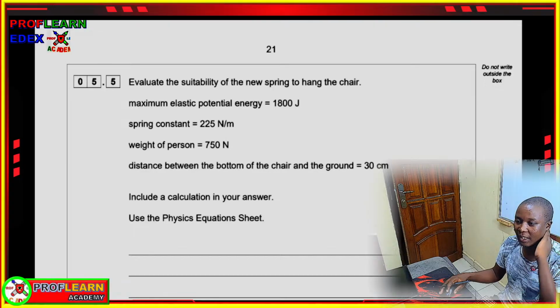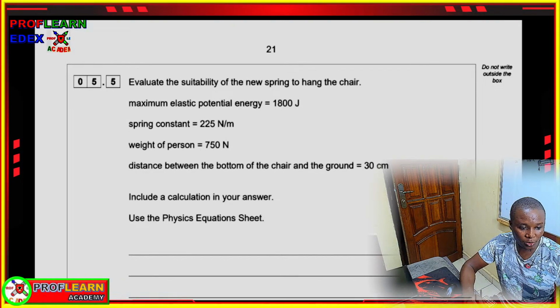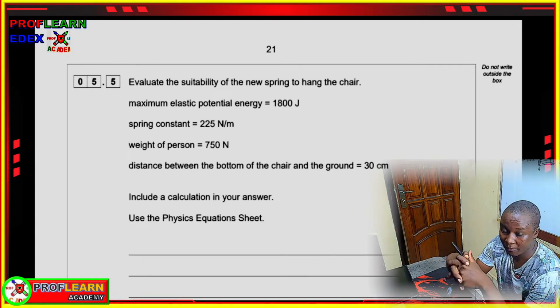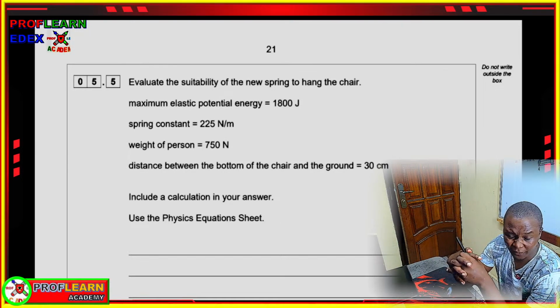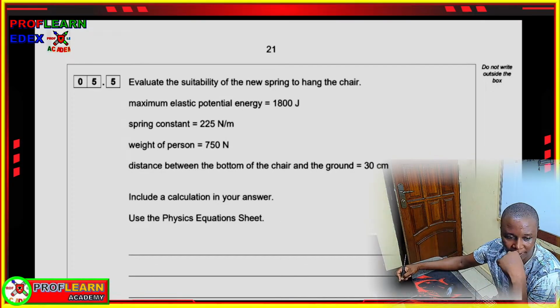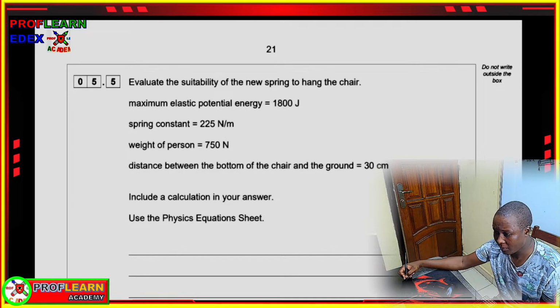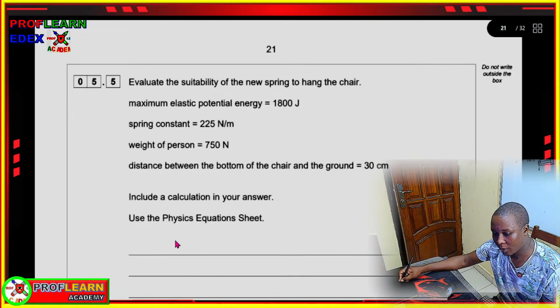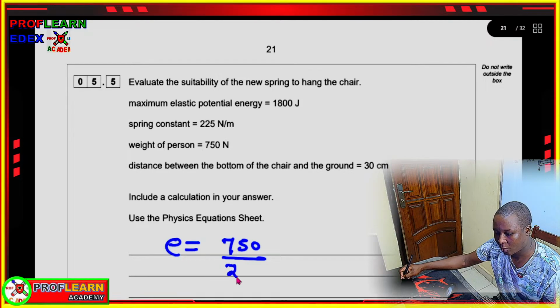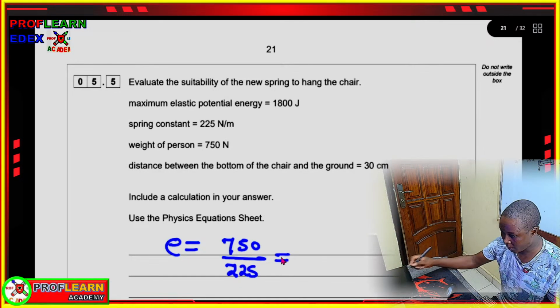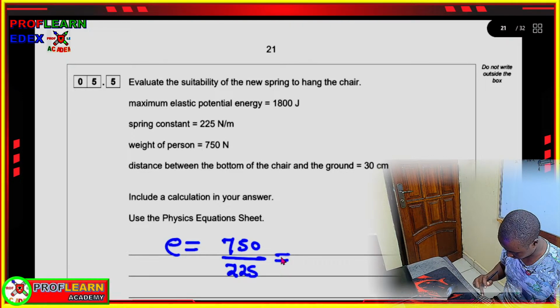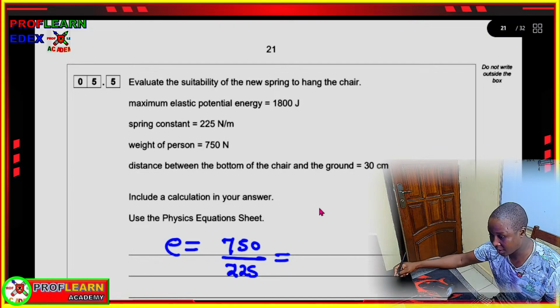In order to earn our marks, we have to ensure that we include our answers there. So the first thing that we need to do here is to work out the extension of this particular spring that we have. The extension is going to be equal to 750 divided by 225. If you work it out, what do you get? 750 divided by 225.